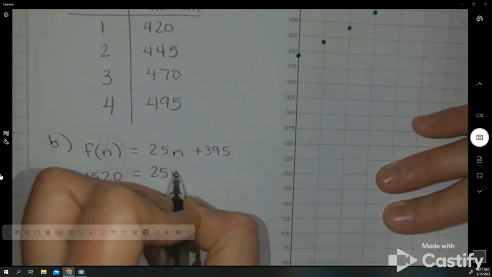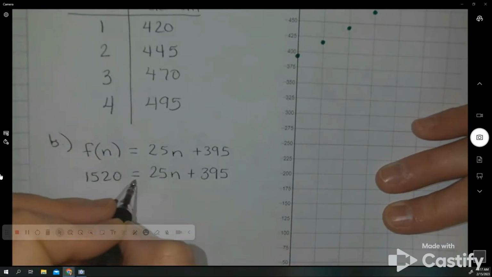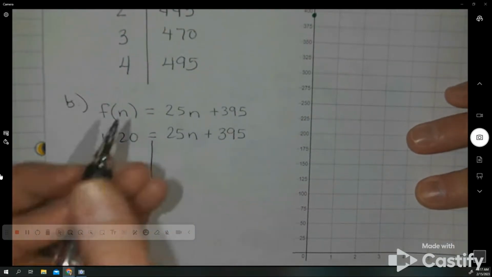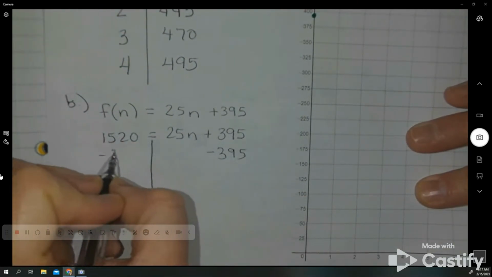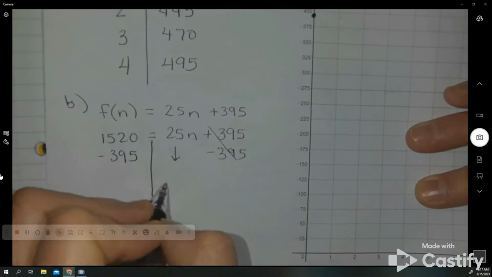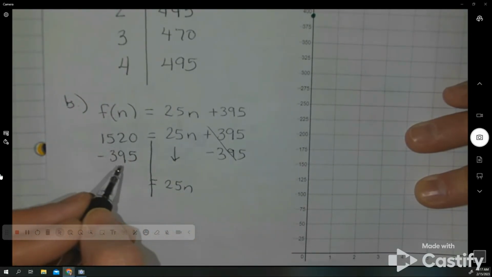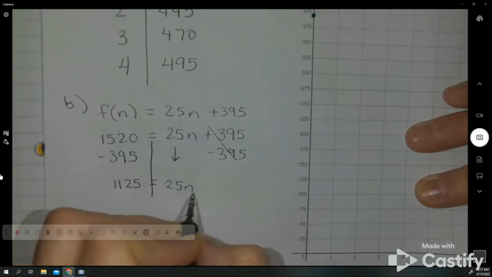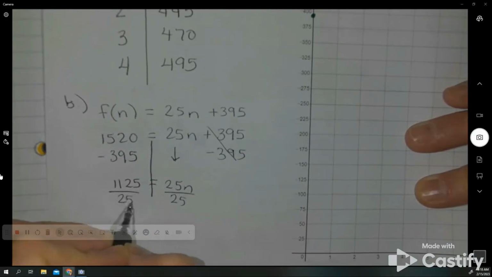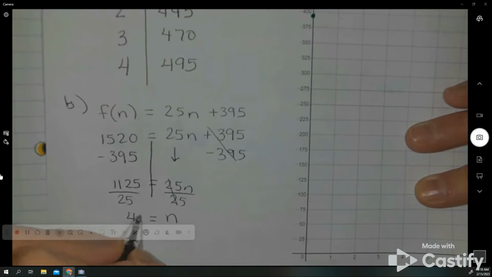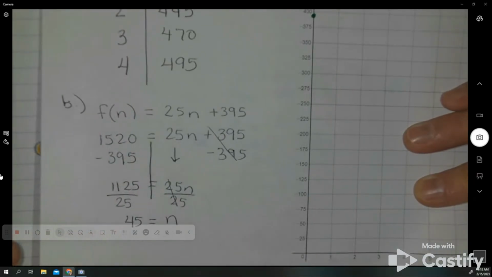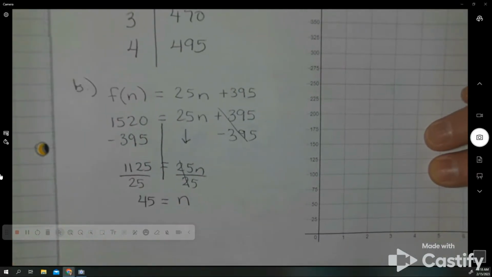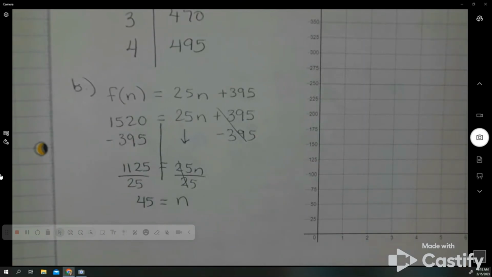1,520 equals 25n plus 395. So basically what they're saying is, what's the winning bid? That means solve for n, right? So we subtract 395, just like we've done in previous lessons. That makes 0. Bring down the 25n. 1520 minus 395 is 1125. Divide both sides by 25. And we find out that n equals 45. So that means that there were 45 bids on this heat pump. I guess they're building it. But there were 45 bids before they got to the $1,520.